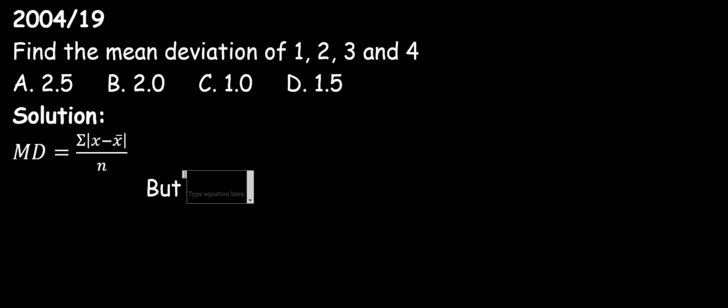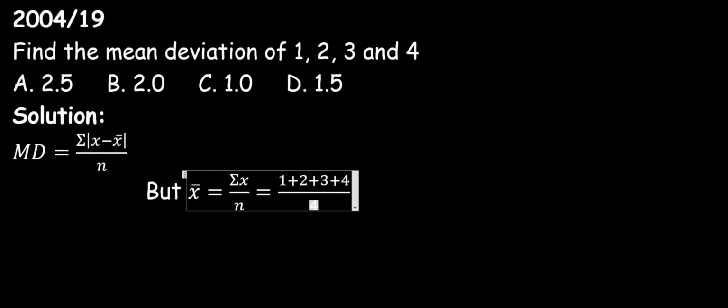Another example. Find the mean deviation of 1, 2, 3, and 4. The options are given. Solution. Mean deviation, MD, is equal to the summation of the absolute value of x minus x bar, divided by n. But we must first find our mean, which is equal to summation x over n. Our mean, x bar, equals 1 plus 2 plus 3 plus 4 divided by 4, and that is 10 divided by 4, which is 2.5.